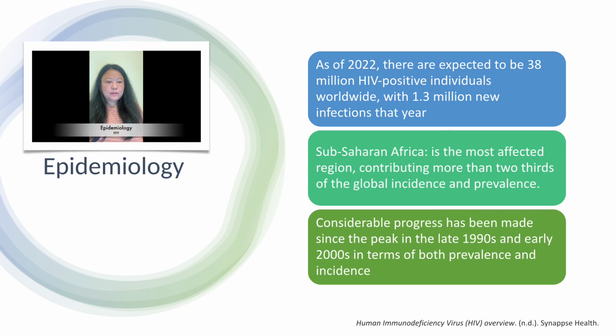There are expected to be 38 million HIV positive individuals worldwide, with 1.3 million new infections that year. Sub-Saharan Africa is the most affected region, contributing more than two-thirds of the global incidence and prevalence. Considerable progress has been made since the peak in the late 1990s and early 2000s in terms of both prevalence and incidence.